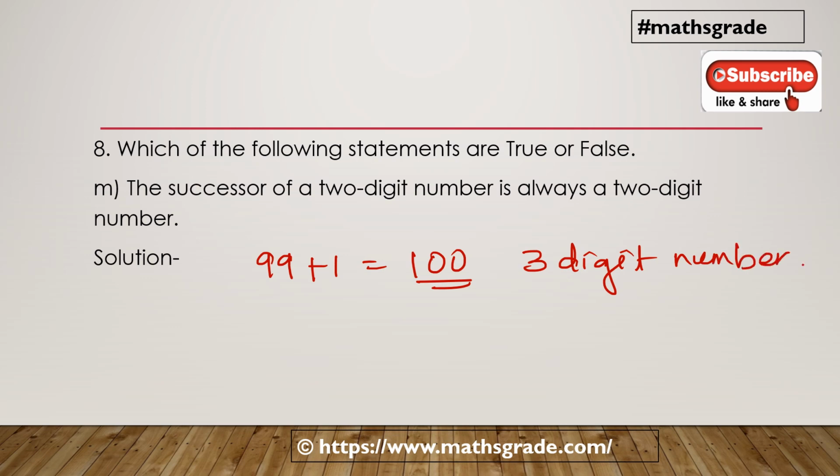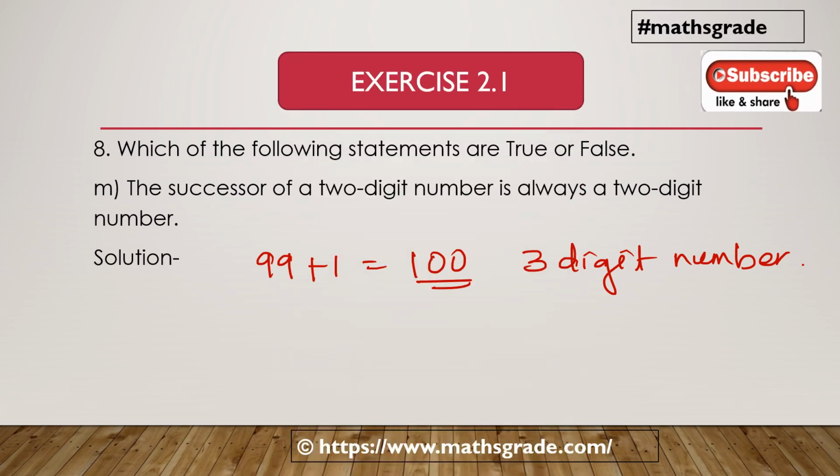So the successor of a 2-digit number can be a 3-digit number, but it is given that the successor of a 2-digit number, that is 99, is always a 2-digit number. This is false. Because the successor of a 2-digit number can be a 3-digit number, but it is given that the successor of a 2-digit number is always a 2-digit number. This is false.